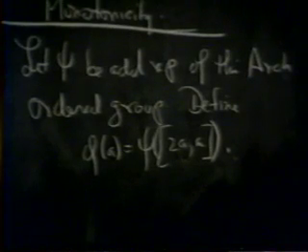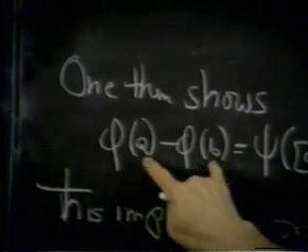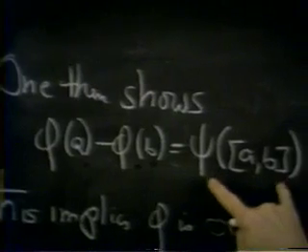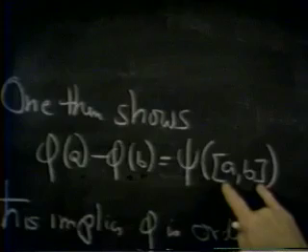From it, once the other properties are established, one shows that the difference phi of A minus phi of B is in fact equal to psi of the equivalence class containing the AB pair.